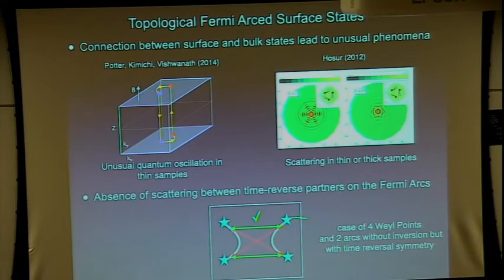And also, as you know, there is the case where scattering between time-reversed partners on these Fermi arcs should also be forbidden. And there's also spin texture associated with these Fermi arcs, and that should also play a role in what you measure in the STM experiment.